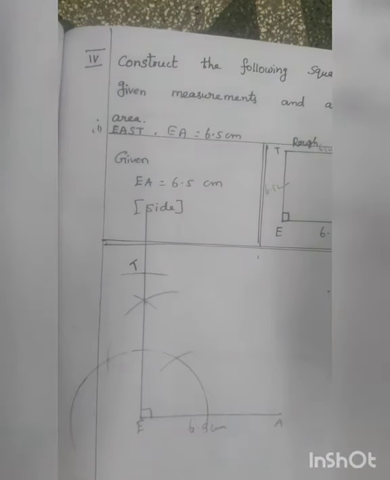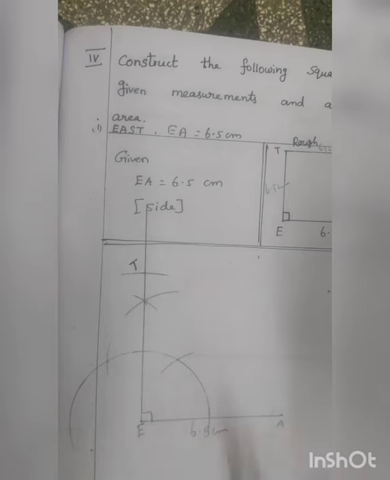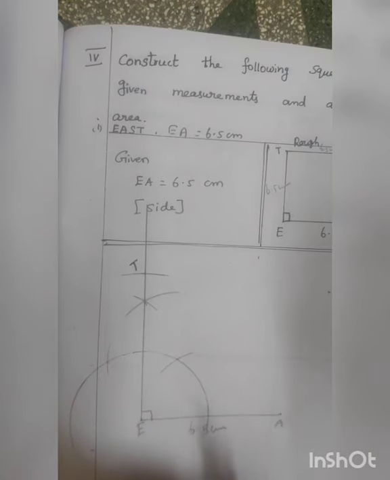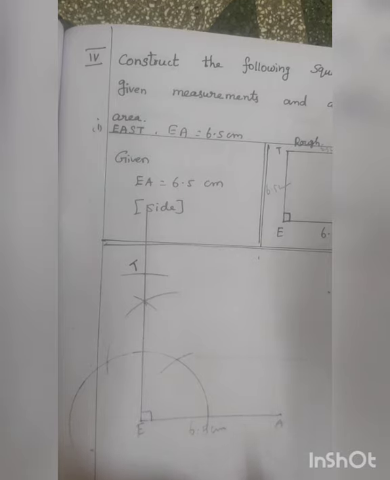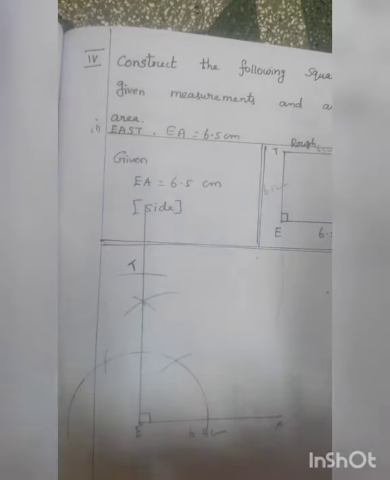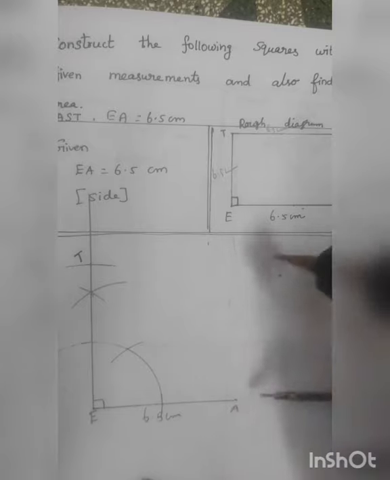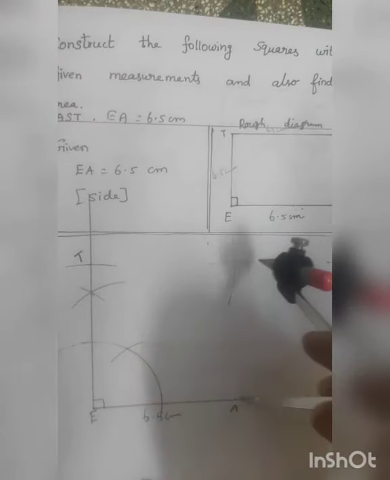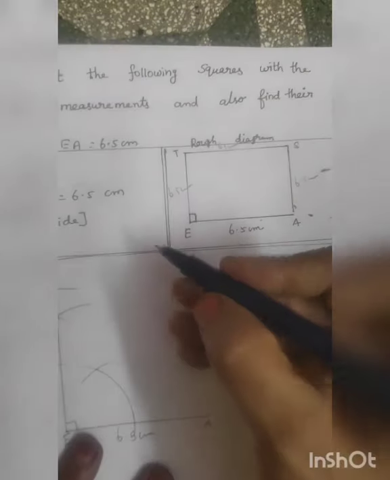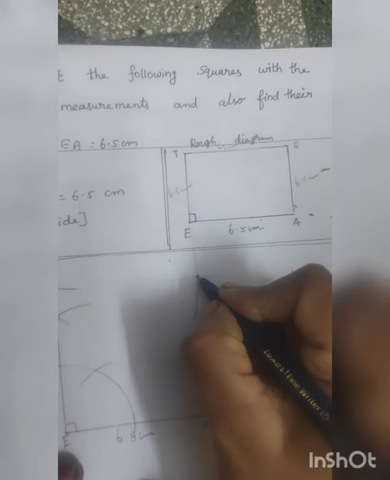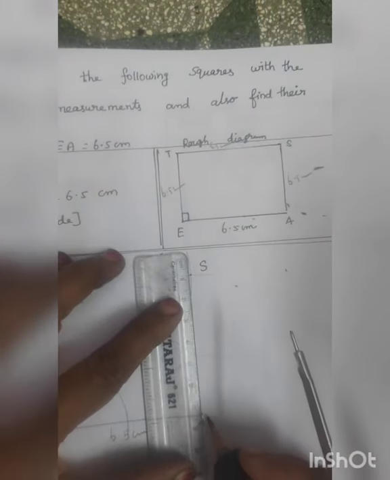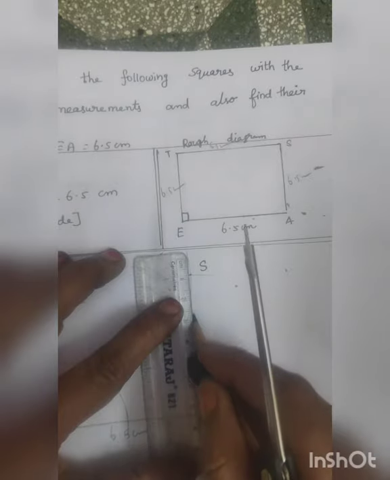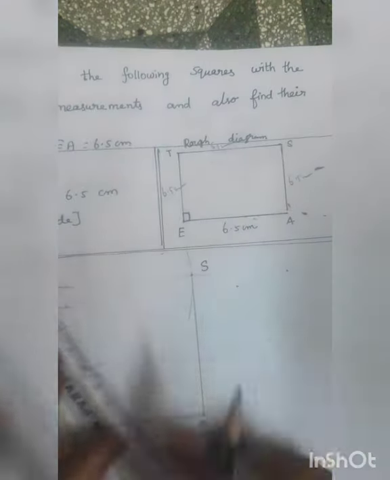Now measure from this point there. The same 6.5, you should not change the length. Keep at the T point and cut the arc. Next, keep at the A point and cut the arc. Now what is the point that comes there? S. Now you join AS and TS.